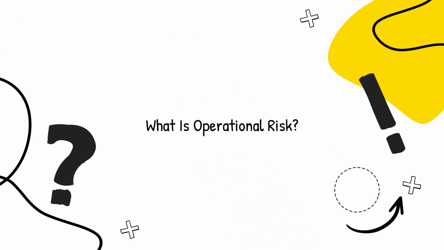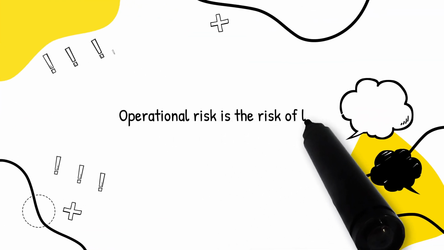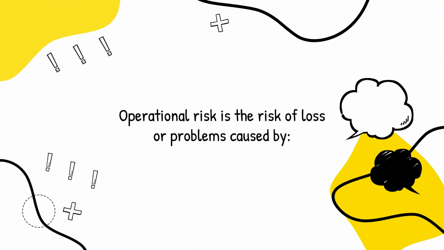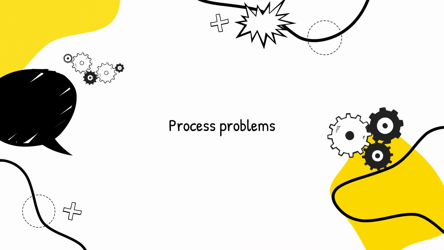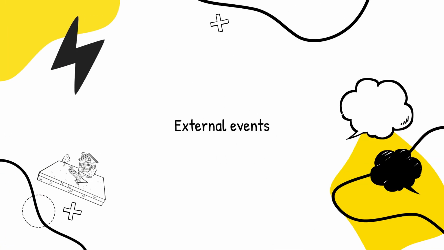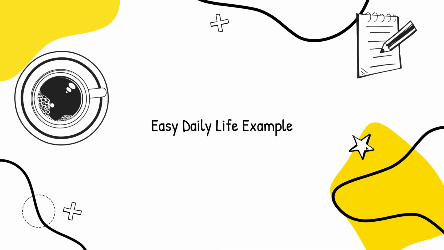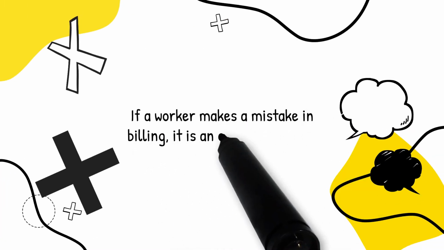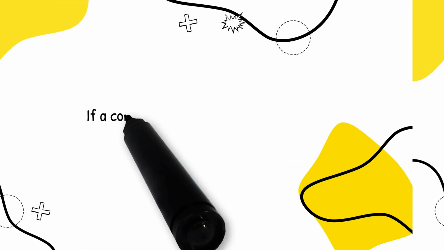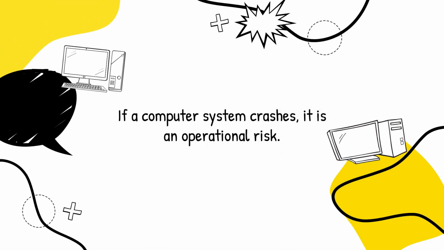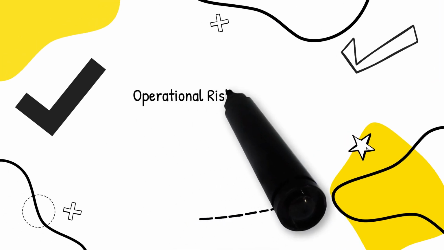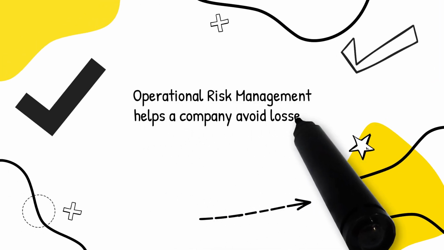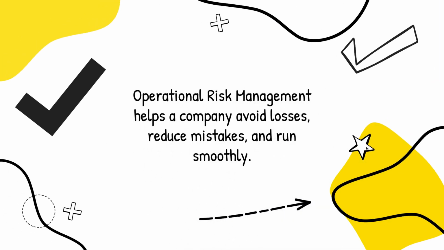What is operational risk? Operational risk is the risk of loss or problems caused by human mistakes, system failure, process problems, external events. Easy daily life example: if a worker makes a mistake in billing, it is an operational risk. If a computer system crashes, it is an operational risk. Definition in very simple English: operational risk management helps a company avoid losses, reduce mistakes, and run smoothly.